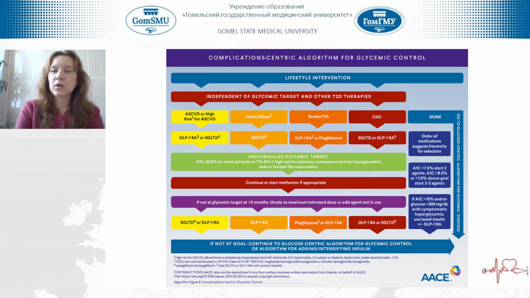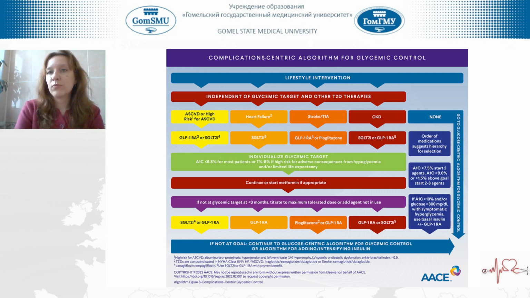Then this complication-centered algorithm for glycemic control, since a lot of patients have other diseases such as cardiovascular disease, heart failure, stroke, chronic kidney disease. Treatment should be according to these diseases. If it's cardiovascular disease or risk of cardiovascular disease, the first choice is GLP-1 receptor agonist or SGLT2 drugs. If it's heart failure, SGLT2 drugs. If it's stroke, GLP-1 receptor agonist or pioglitazone. If it's chronic kidney disease, SGLT2 or GLP-1 receptor agonist.